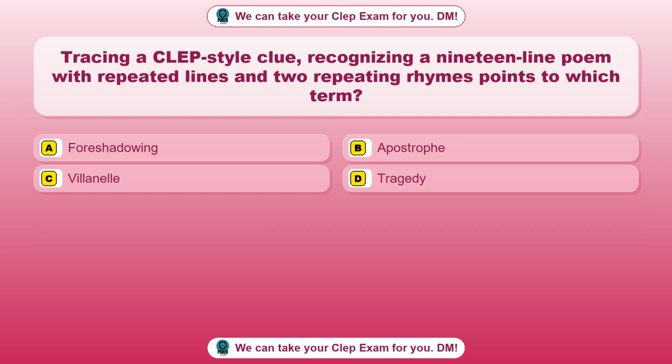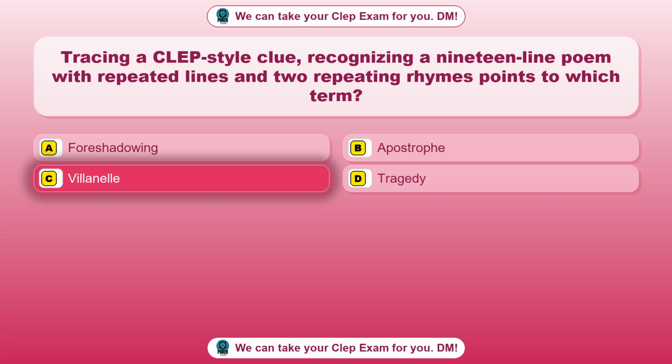Question 24. Tracing a CLEP-style clue. Recognizing a 19-line poem with repeated lines and 2 repeating rhymes points to which term? Option A. Foreshadowing. Option B. Apostrophe. Option C. Villanelle. Option D. Tragedy. The correct answer is option C.